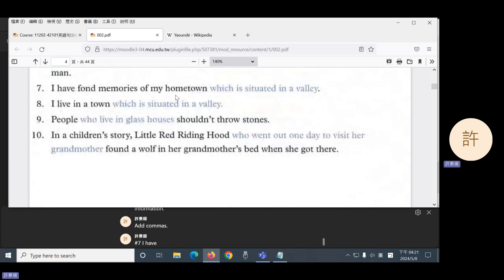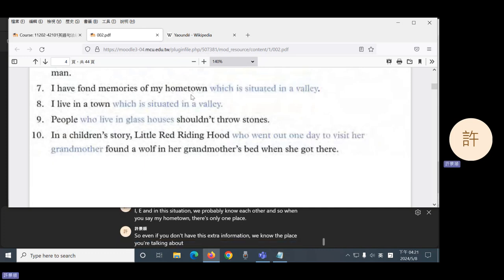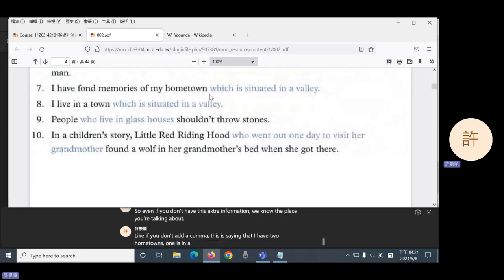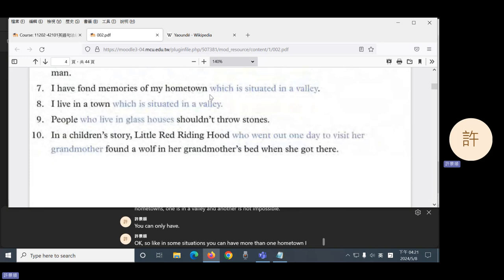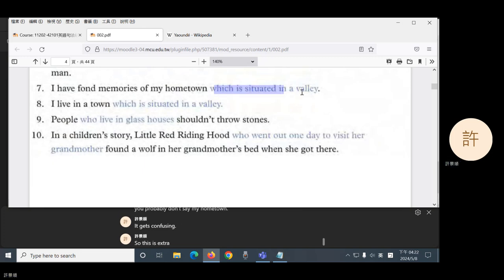Number seven, I have fond memories of my hometown, which is situated in a valley. Is this essential information? It's not. And in this situation, we probably know each other. And so when you say my hometown, there's only one place. So even if you don't have this extra information, we know the place you're talking about. If you don't add a comma, this is saying that I have two hometowns. One is in a valley and another is not. Impossible. Okay, so in some situations, you can have more than one hometown. It's not a typical situation. Usually, if you are the kind of person with more than one hometown, you probably don't say my hometown. It gets confusing. So this is extra information. Please add a comma here.